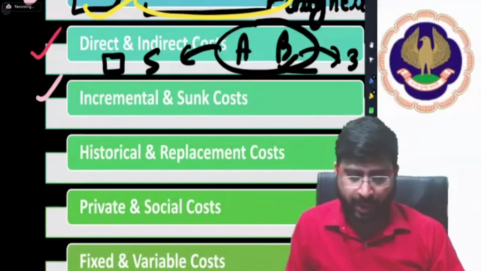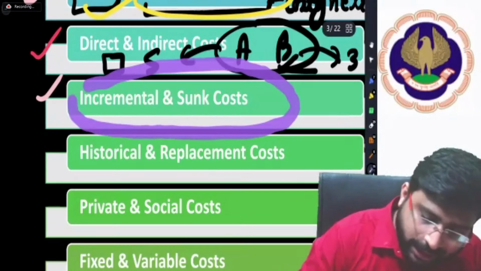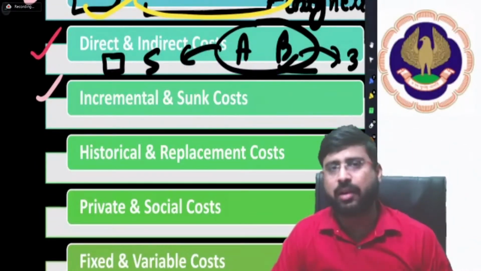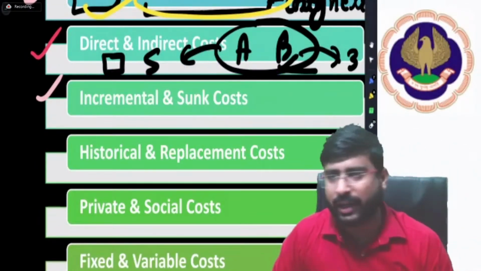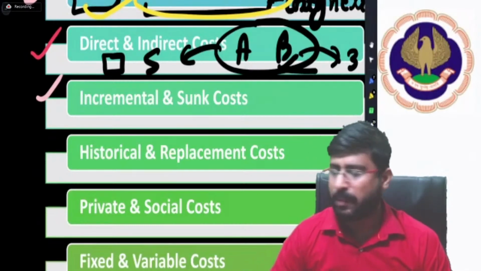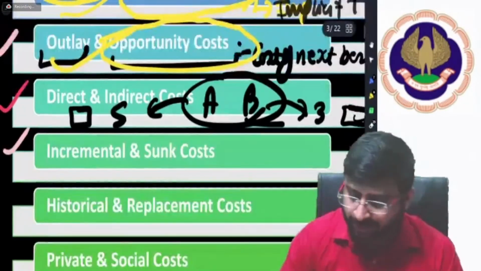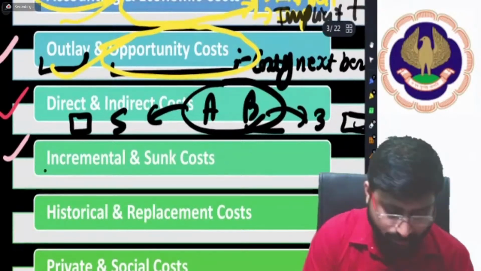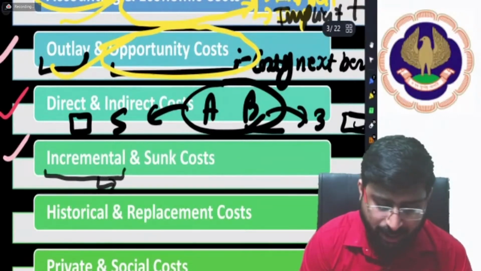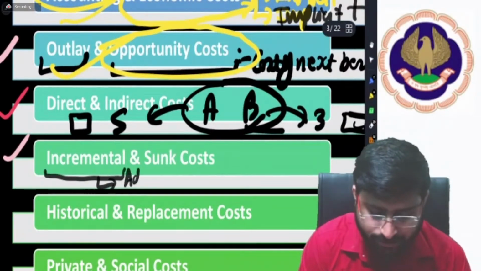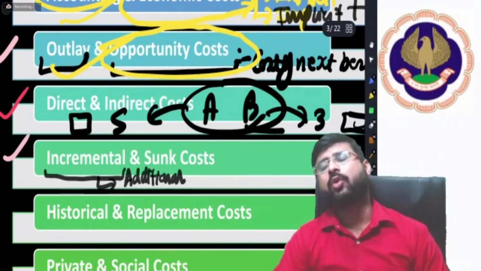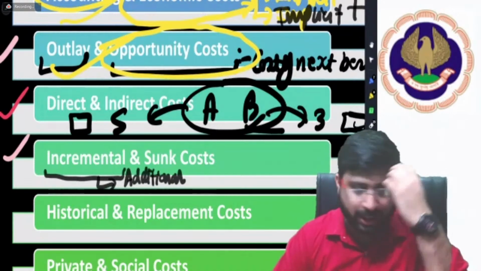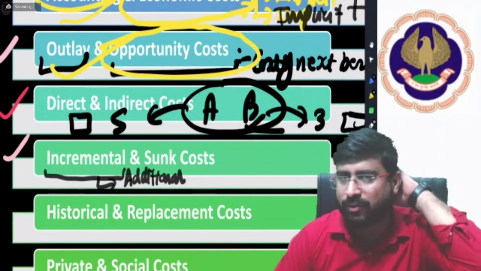Now we talk about incremental and sunk costs. Pay attention, friends. Remember, incremental cost is also called additional cost. Let me give you an example.